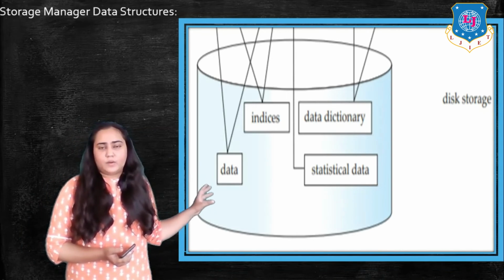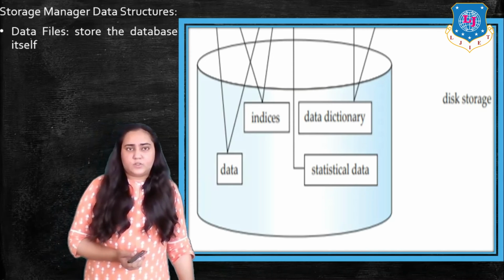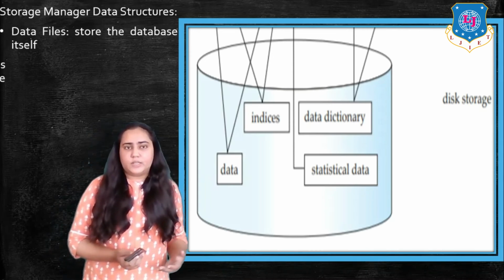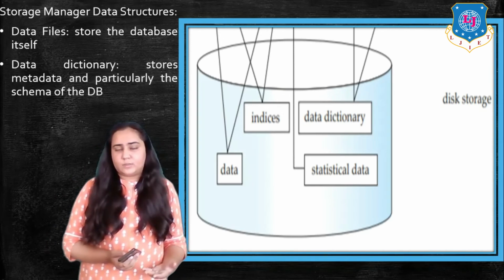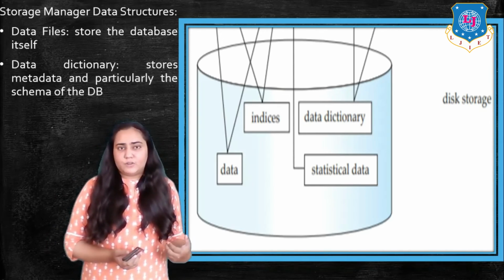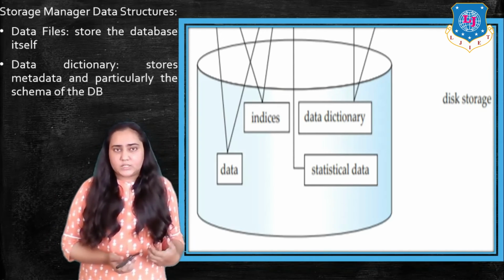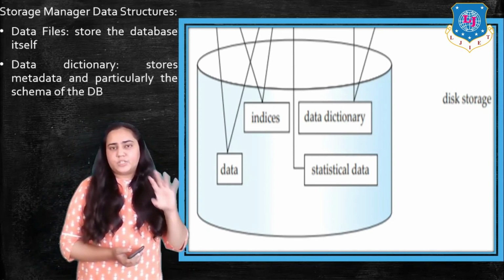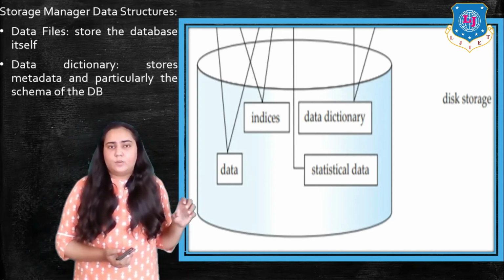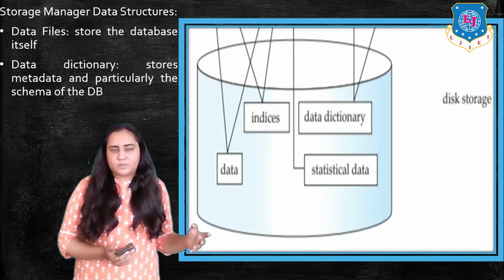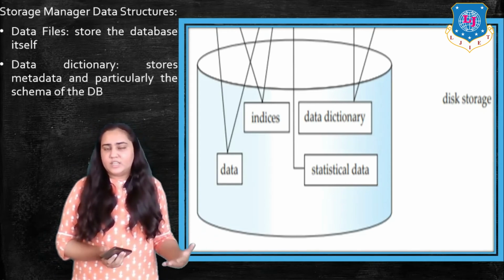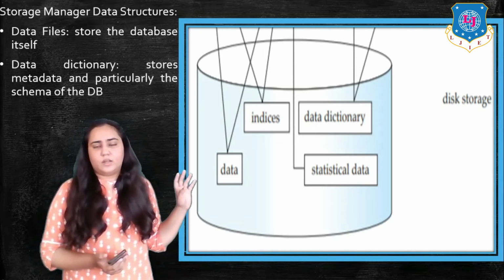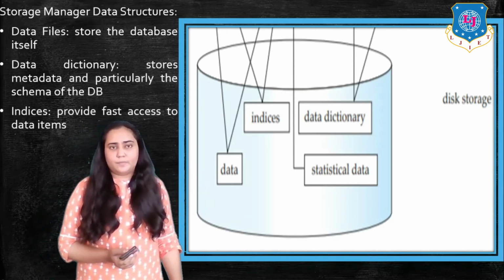They are also known as the storage manager data structures, where you can see there are data files. Data files actually contain the data which is present in the database. And there's a data dictionary, which stores the metadata, and particularly the schema of the database. It tells you which tables are there, which columns are there, what are the data types. I already explained what a schema is in my previous video. So this is what is stored in the data dictionary.